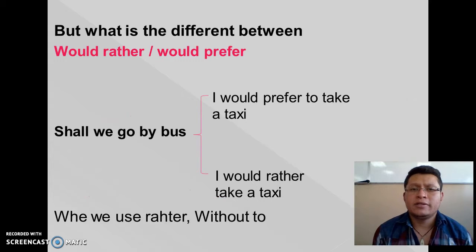But what is the difference between would rather and would prefer? For example, shall we go by bus? I would prefer to take a taxi. I would rather take a taxi. The difference is when we use would rather, we use it without to, right? And when we use would prefer, we add the infinitive to.